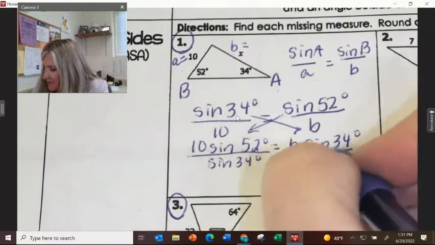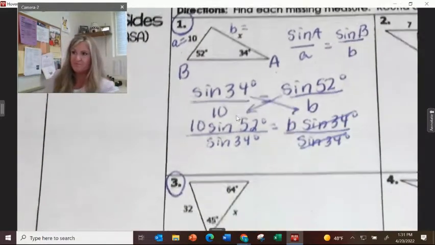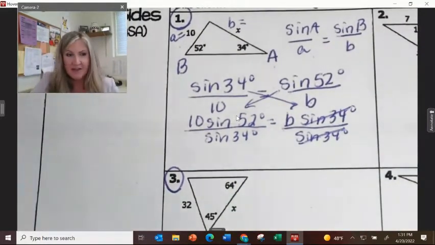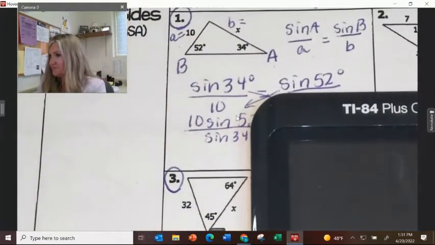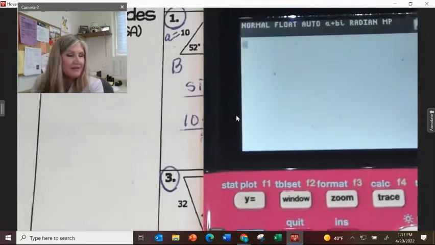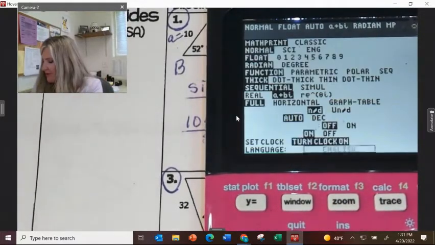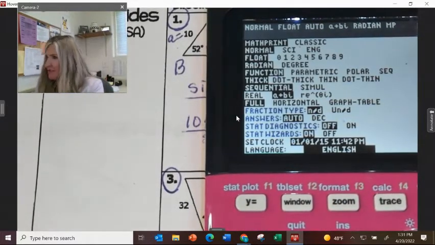So I'm going to get it completely set up. Now we're going to have to get our calculator. What mode should we be in? Degrees. So I'm going to want to go to mode. I'm going to make sure that I'm in degrees.